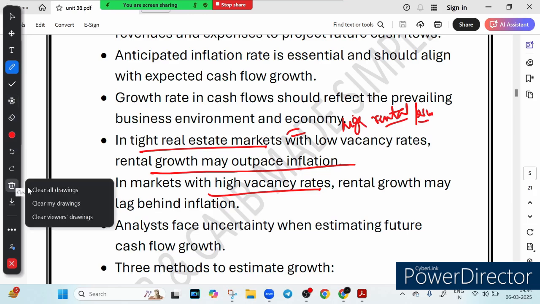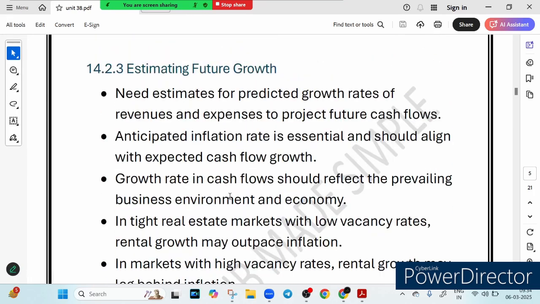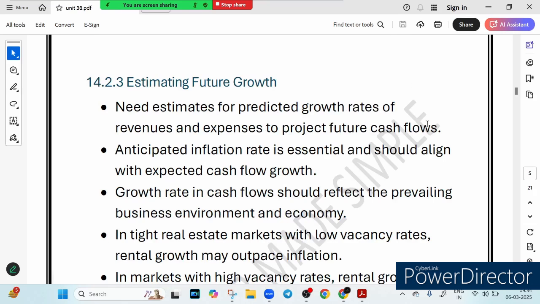Now that we know how inflation affects growth, and what the important role of cash flow is, on both the revenue and expense side, we need to estimate the predicted growth rate of revenue and the predicted growth rate of expense. Revenue growth, expense growth, so finding the right balance. That is the factor we have just discussed. Now the pertinent question is, how do we estimate growth?